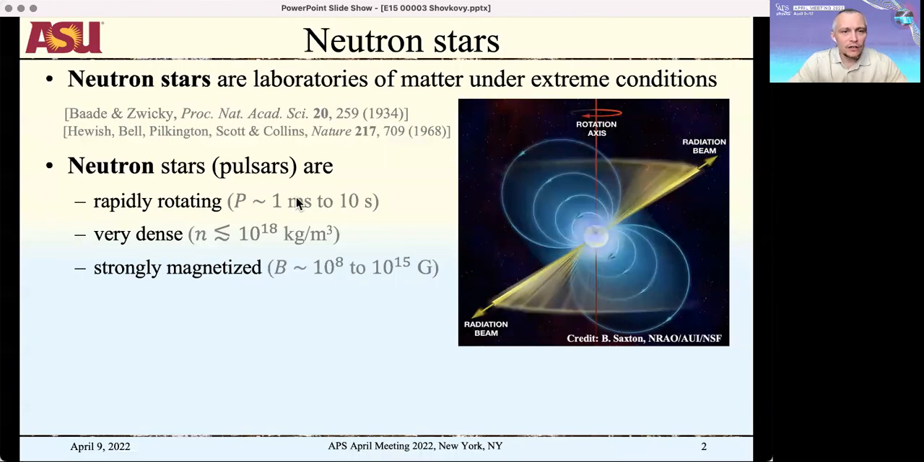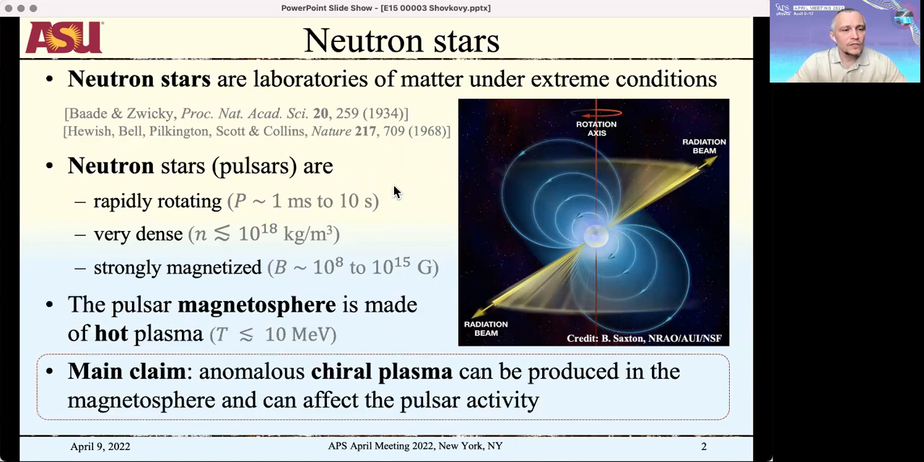Neutron stars are the well-known laboratories for matter under extreme conditions. Since the theoretical prediction and experimental observation, the neutron stars have been studied a lot. We know that they are rapidly rotating, very dense, and strongly magnetized. In this talk, I will concentrate primarily on the magnetospheres of pulsars, which are made of hot plasma.